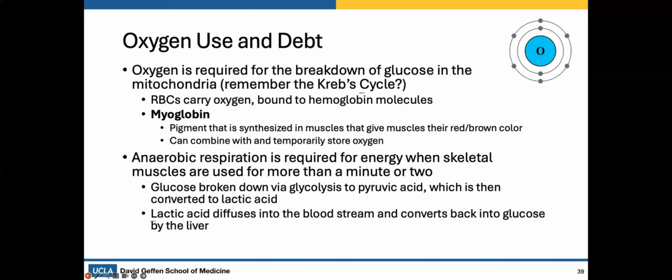Oxygen use and debt. Like we were just talking about, oxygen is required for the breakdown of glucose in the mitochondria. Remember from your cells, tissues, and membranes lecture what glycolysis is and what the Krebs cycle is, the electron transport chain, oxidative phosphorylation, right? That whole process of cellular respiration occurs in our cells. Our red blood cells carry oxygen, and then they bind to hemoglobin molecules. Myoglobin is what's known as the pigment that is synthesized in muscles that gives muscles their red or brown color. And these can combine with and temporarily store oxygen.